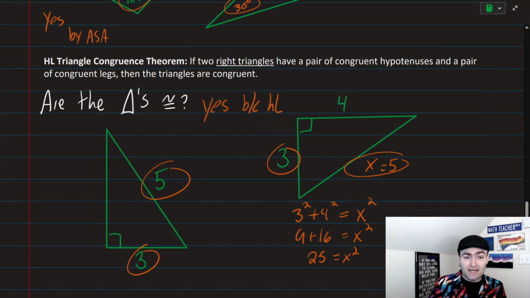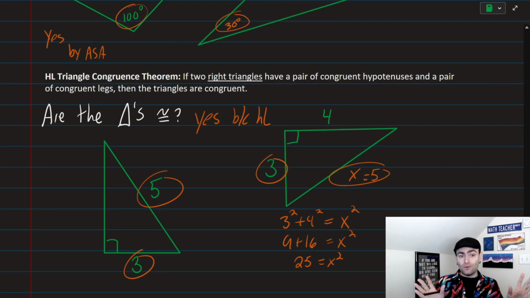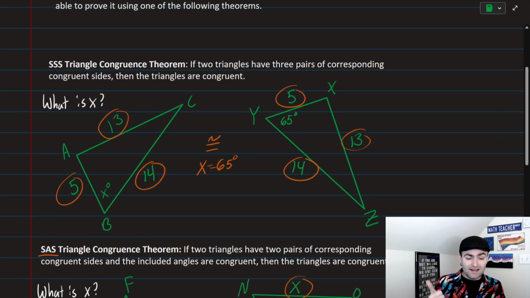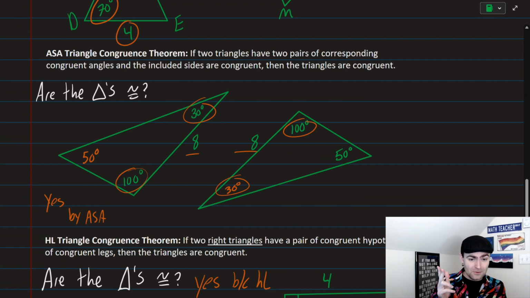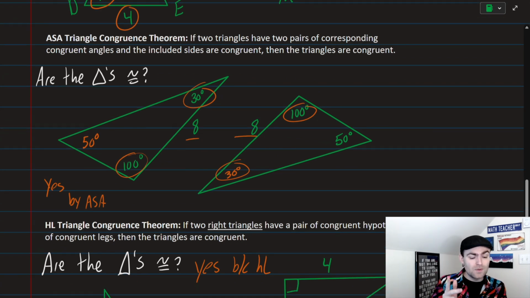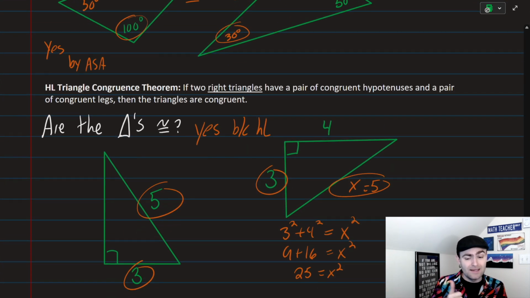So to recap, our three major ones that work all the time are side-side-side, side-angle-side, and angle-side-angle. And if we have right triangles, we can also use hypotenuse leg.